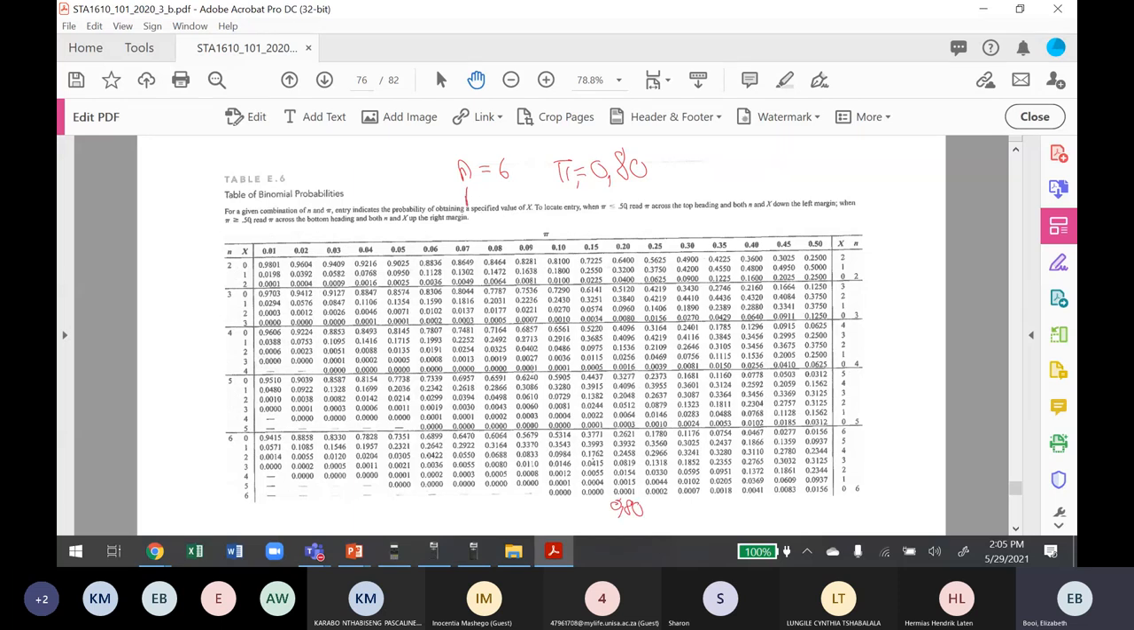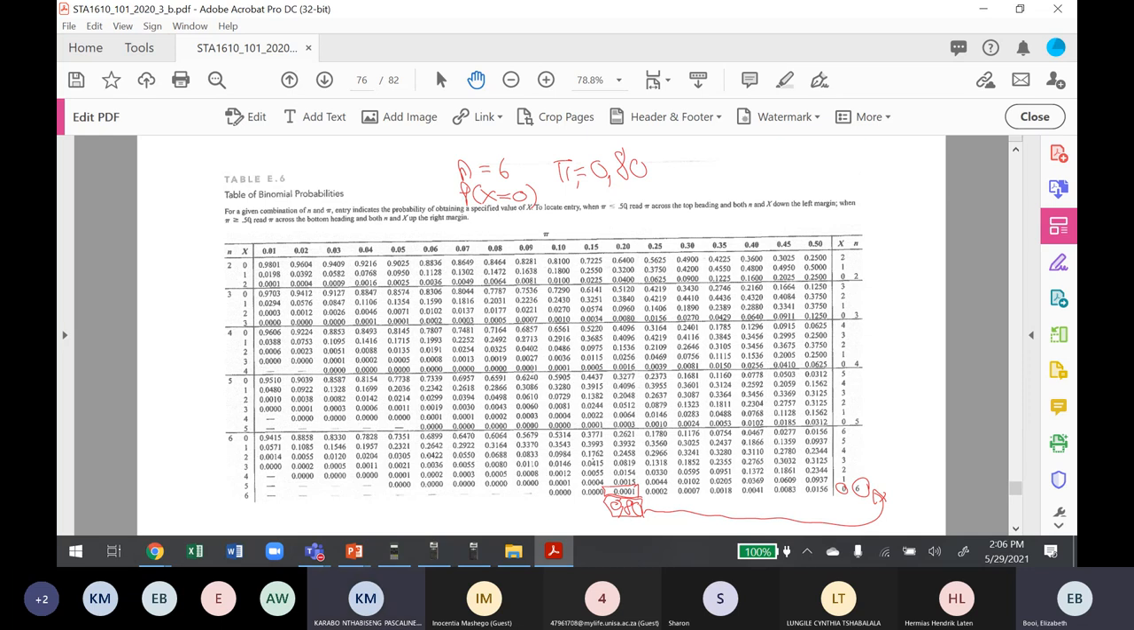You want the probability of X equals 0, right? Yes. Since it's at the bottom here, you go to the right and say N is 6, X is 0, and that probability will be 0.001. Now I get it. You don't use this side, because if you do, the probability will be wrong. It will be 0.2621. So you need to be very careful.